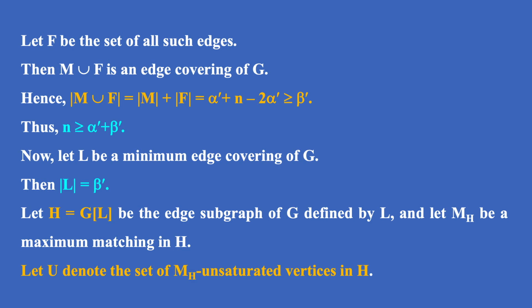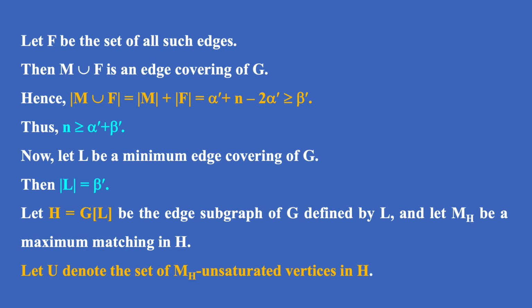Hence, the cardinality of M union F is equal to the cardinality of M plus the cardinality of F, that is equal to alpha dashed plus n minus 2 alpha dashed, which is greater than or equal to beta dashed. Thus, n is greater than or equal to alpha dashed plus beta dashed.